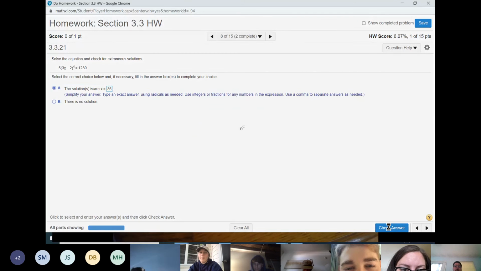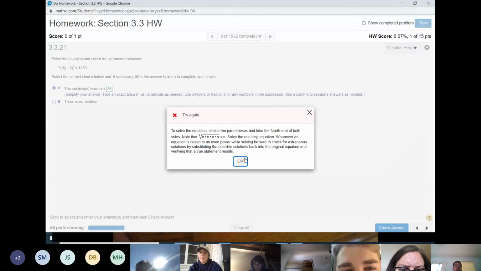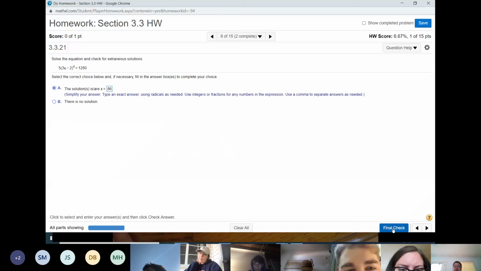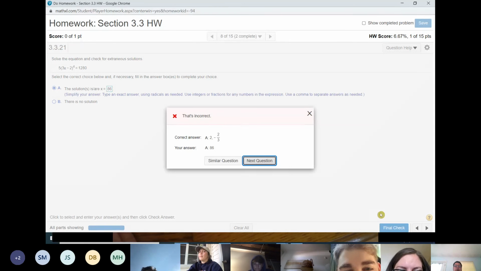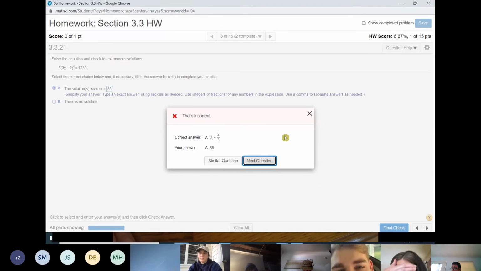Well, I must have done something totally wrong. I don't know what's wrong. 2 and negative 2/3. That's weird. Okay, I have no idea what they're doing here. Oh, I know. The fourth root can be a positive or a negative. They're including the positive or the negative. That's why. I didn't include that.